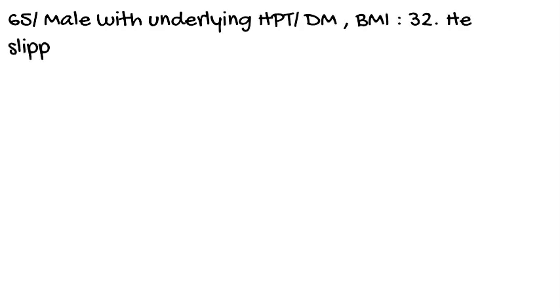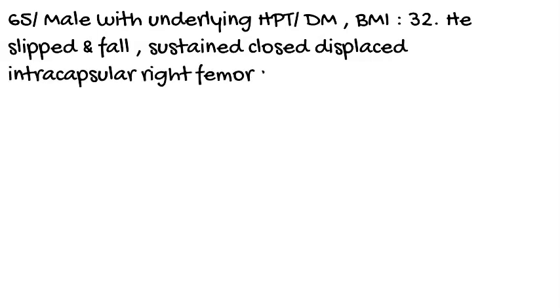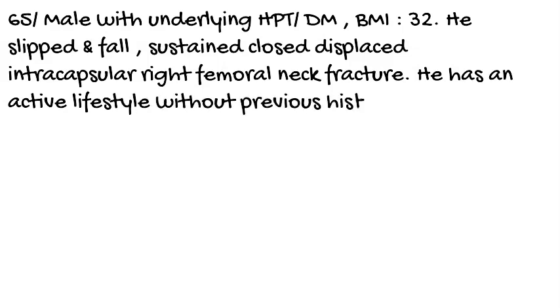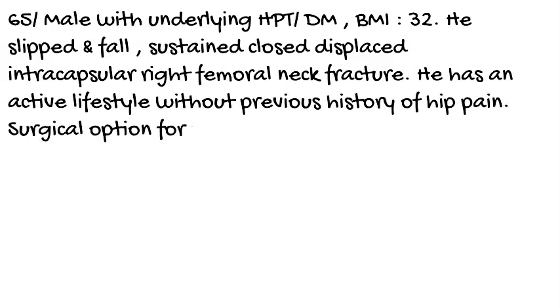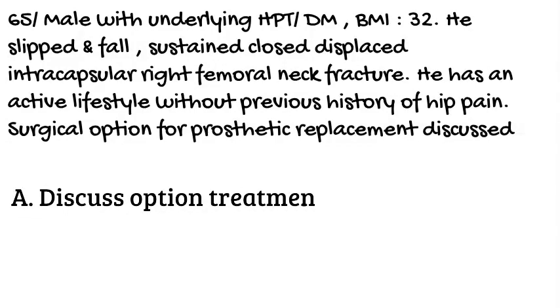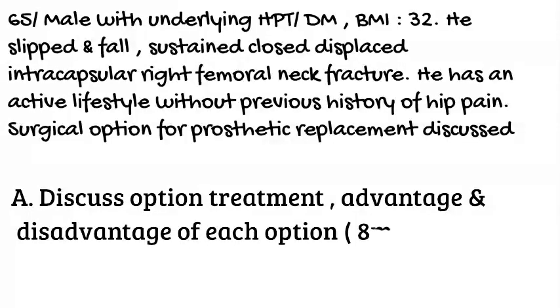A 65-year-old male with underlying hypertension, diabetes mellitus, with BMI of 32. He slipped and fell, sustained a closed displaced intracapsular right femoral neck fracture. He has an active lifestyle without previous history of hip pain. Surgical options for prosthetic replacement are discussed. Question A. Discuss the options of treatment, the advantages and disadvantages of each option. 8 marks.